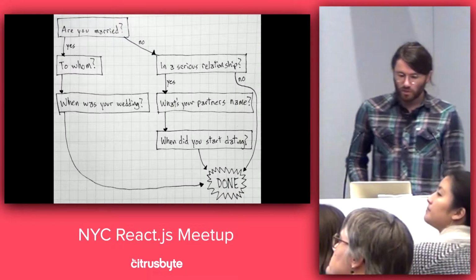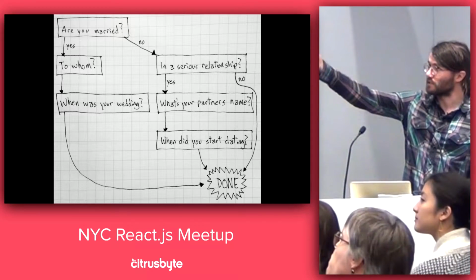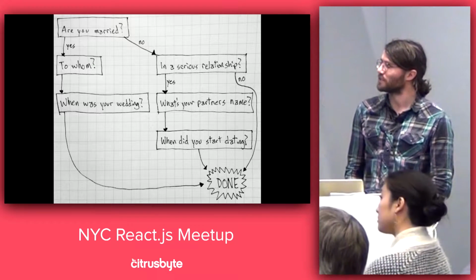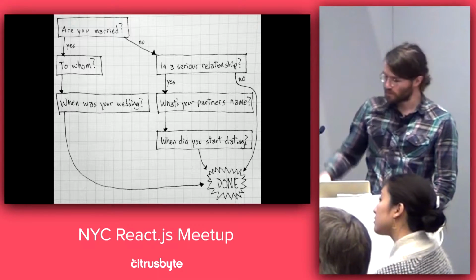So if you think about just that piece of the UI, you can represent it with a flow chart. It's perfectly represented by this flow chart. Are you married? Yes. To whom? When was your wedding? Done. Otherwise, in a serious relationship, yes. What's your partner's name? When did you start dating?